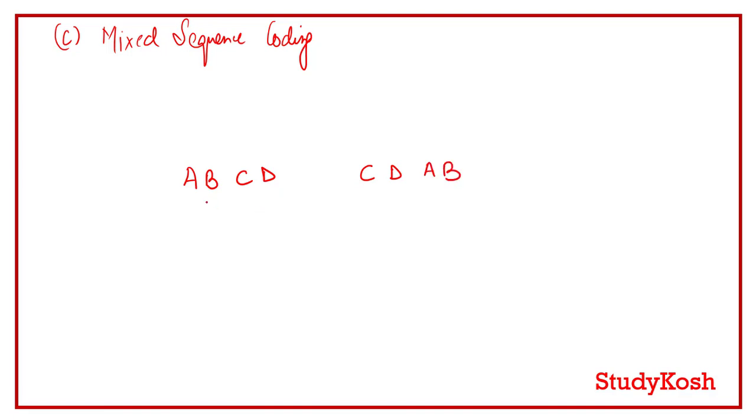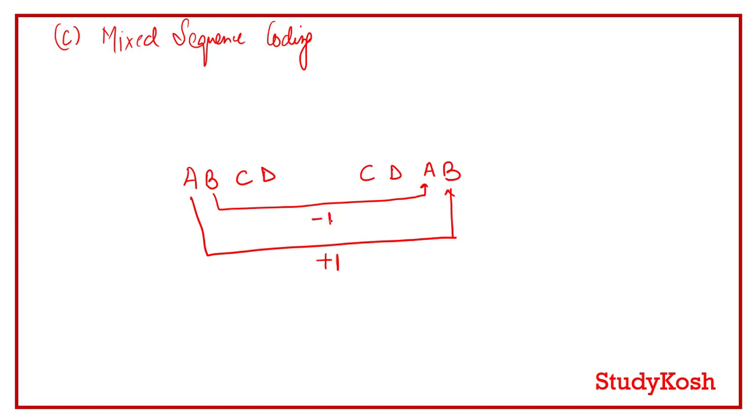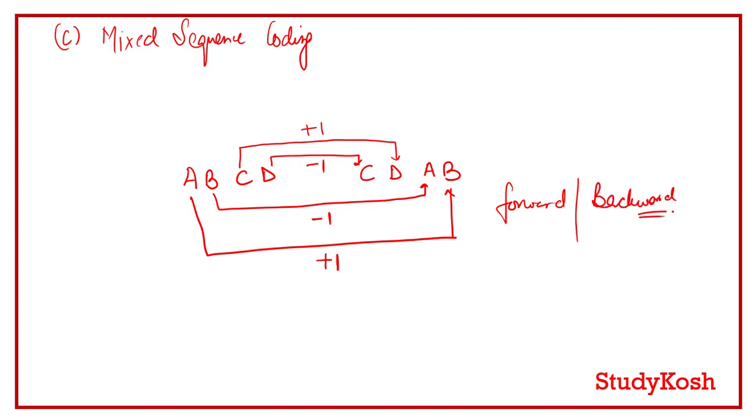So between A and B, the last letter here, there is a difference of +1. Then B and A, there is a difference of -1, right? Then between C and D, there is a difference of +1, and between D and C, the difference is of -1. So it is a mixed sequence series. Here we are getting both forward as well as backward letters, right? So these are the types. You just need to have good practice on them so that you are able to solve the questions in the exam.